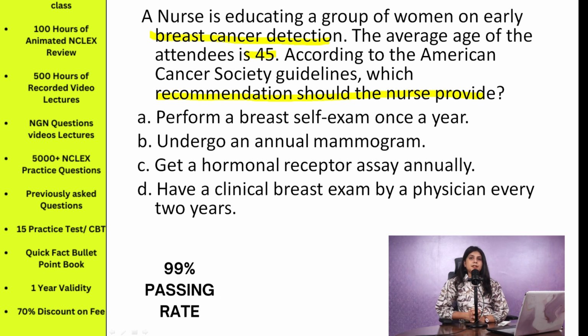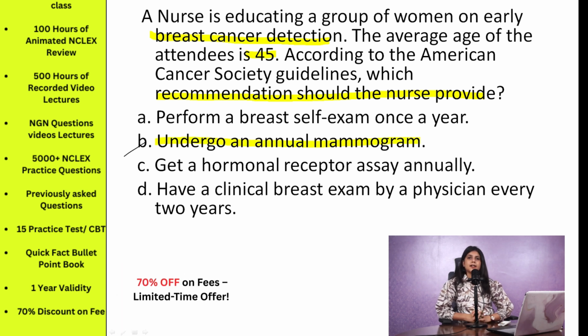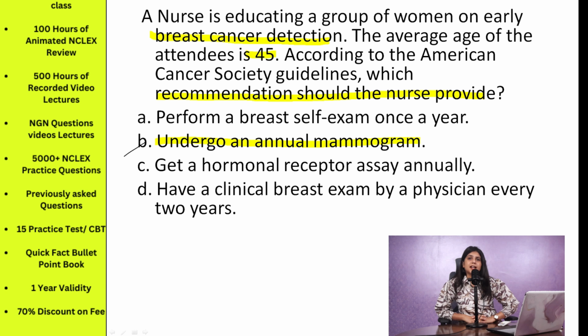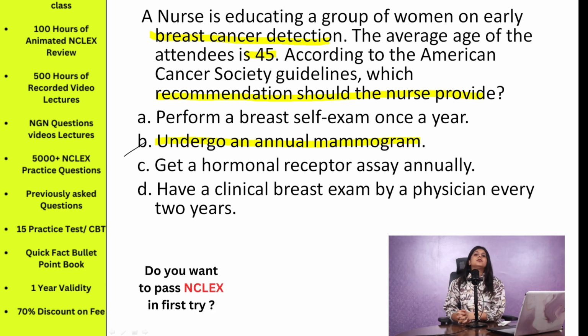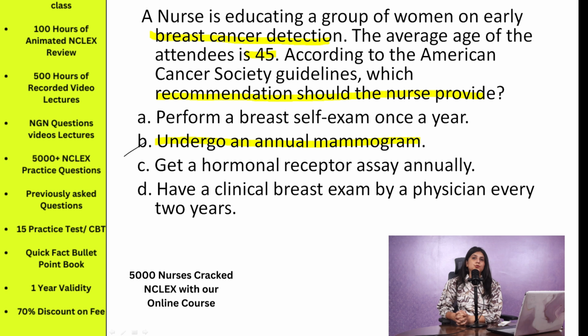Answer. B. Let us see the rationale. The American Cancer Society recommends that women over the age of 40 have an annual mammogram for early breast cancer detection. Clinical breast exams should be done at least annually, not every 2 years. Breast self-exams should be performed monthly rather than annually. A hormonal receptor assay is performed on existing breast tumors to determine hormone dependency, not as a screening tool.